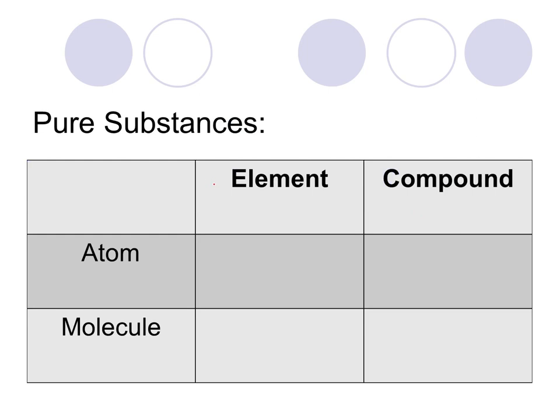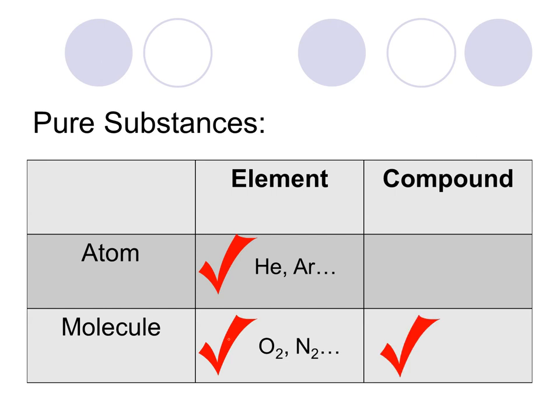First, we need to be clear on what elements and compounds and atoms and molecules are. Elements can be atoms, things like the noble gases. They can also be molecules, as long as they're made up of the same type of element. Compounds can be molecules, like water. You have hydrogen atoms and oxygen atoms bonded covalently, making them a molecule. But compounds cannot be atoms. Remember, compounds can be molecules. They could also be other things like ionic substances.